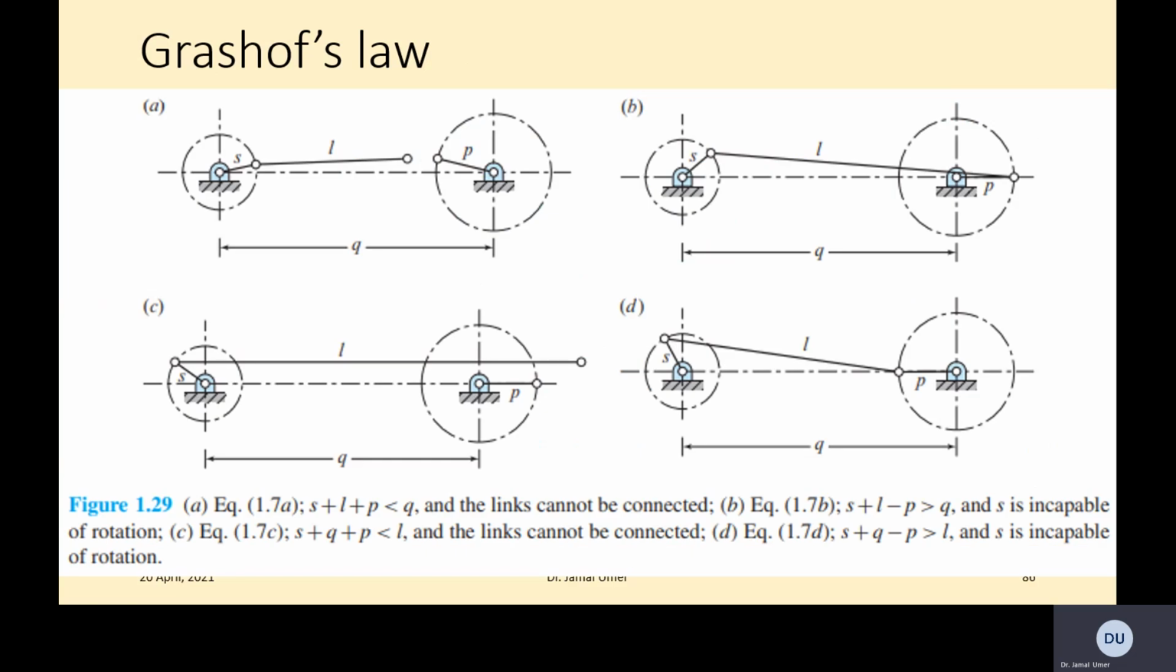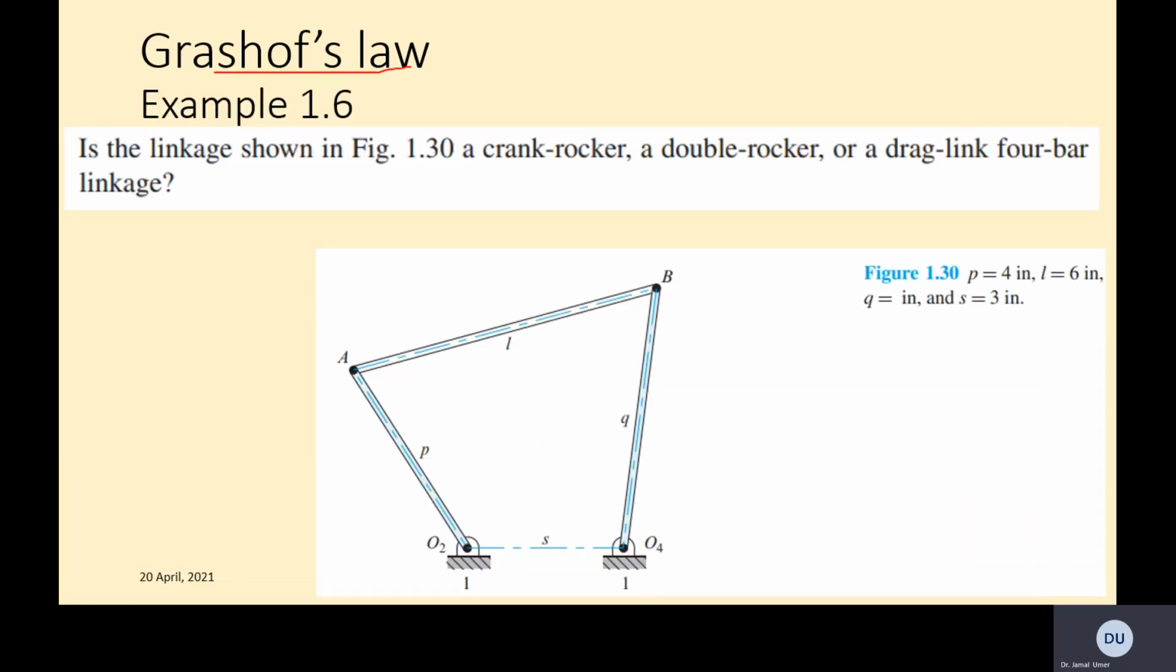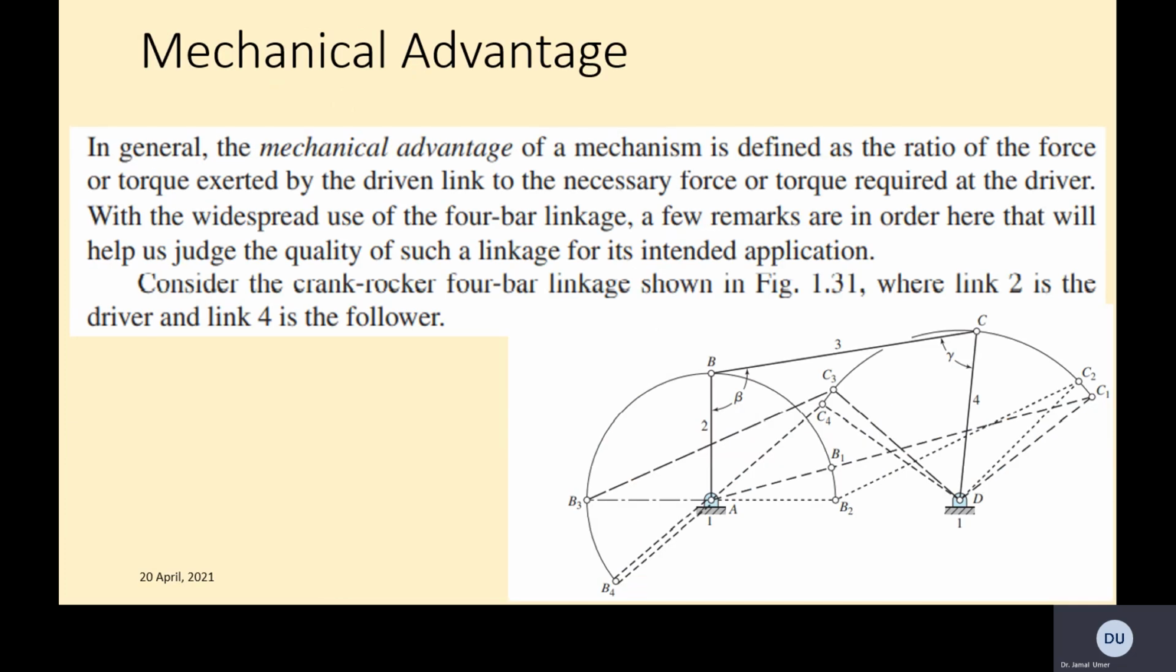The next topic is mechanical advantage. In general, the mechanical advantage of the mechanism is defined as the ratio of the force or torque exerted by the driven link to the necessary force or torque required at the driver. So basically the input and output comparison is the fundamental definition we follow for the mechanical advantage.